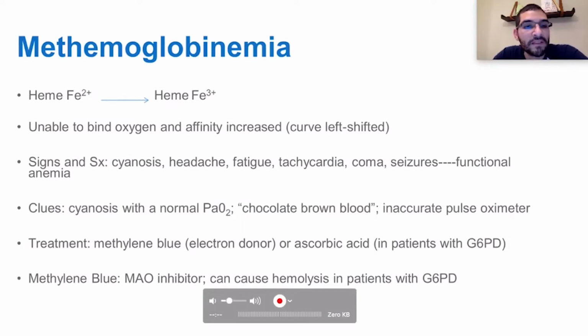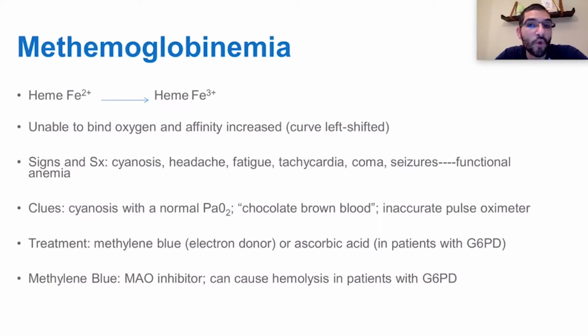Signs and symptoms include cyanosis, headache, fatigue, tachycardia, and in the worst case, coma and seizures. Essentially, these are all signs of functional anemia, right? Your cells are hypoxic. They're not getting enough oxygen.